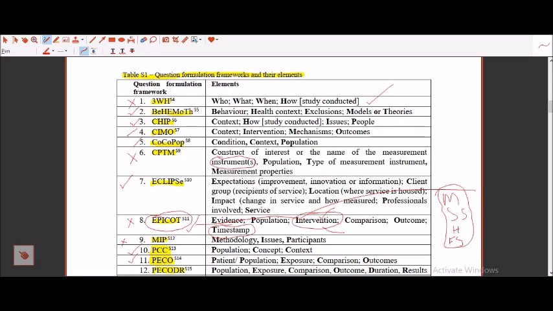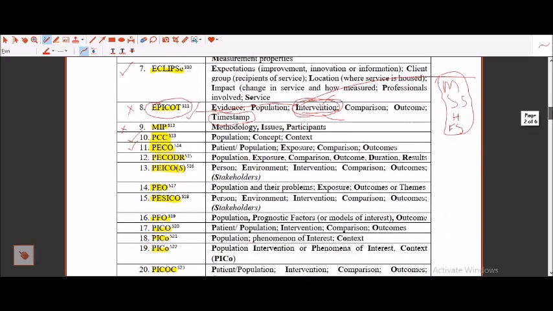Then comes PICO DR. This stands for population, exposure, comparison, outcome, duration, results. Now, PEICO: person, environment, intervention, comparison, outcomes, and stakeholders. You can take it up in two parts. A, you can say simply PICO, and B, if you are including stakeholders, then you have to say it is PICOS.